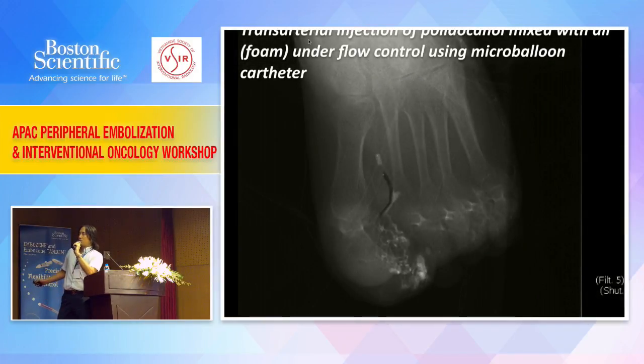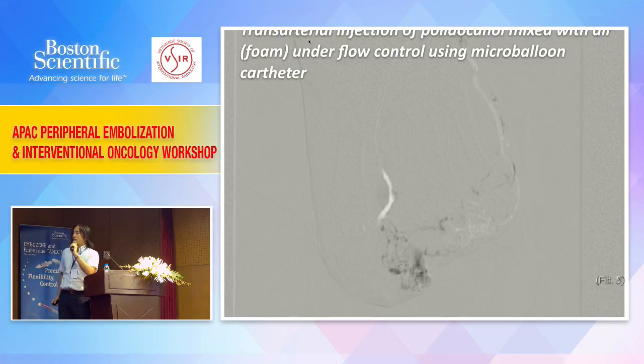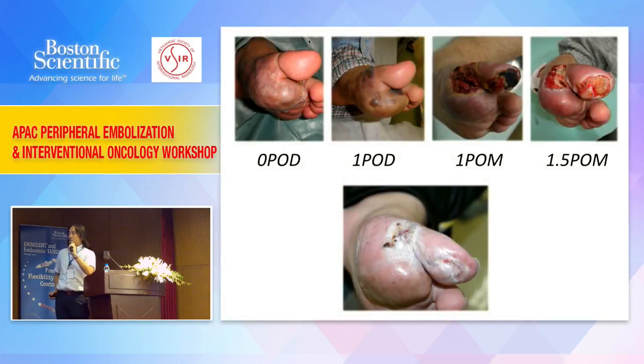So the treatment option is direct puncture, but in this case we advanced the micro balloon catheter more deeply and injected the sclerosant mixed with air, like this. In this case, I wanted to embolize the whole venous component and the whole feeding arteries. However, after the procedure, you can see the alteration occurred. Of course, the nidus is completely eradicated. However, we encountered a complication.